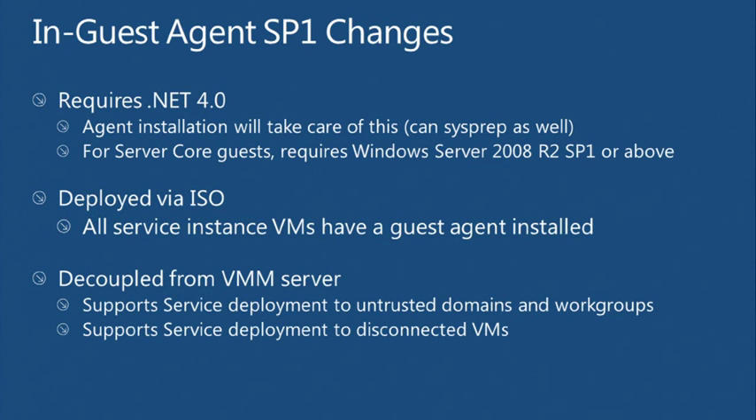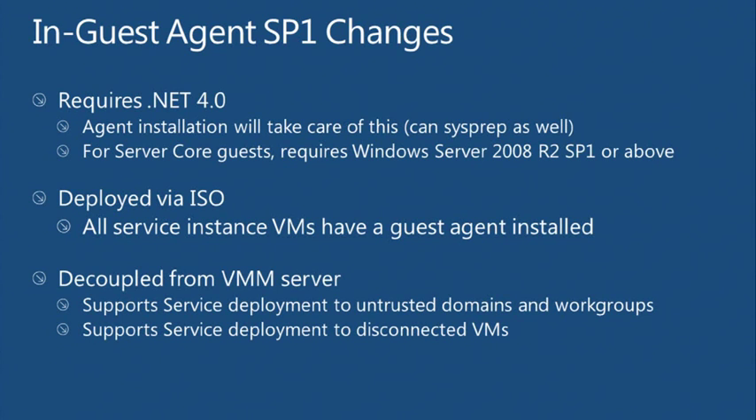So in 2012 SP1, we've completely rewritten that guest agent, and we've totally decoupled it from the VMM server so that the VMM server doesn't actually communicate directly with the agent. Rather, it's able to just get a goal state document to the agent via host mechanisms. If you're familiar with Hyper-V, KVP, key value pair exchange, that's the mechanism we use. And we have similar mechanisms available to us for VMware and Citrix Xen Server.